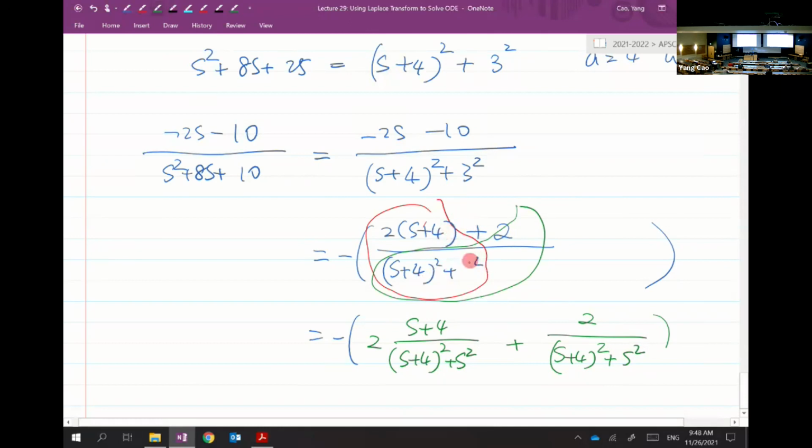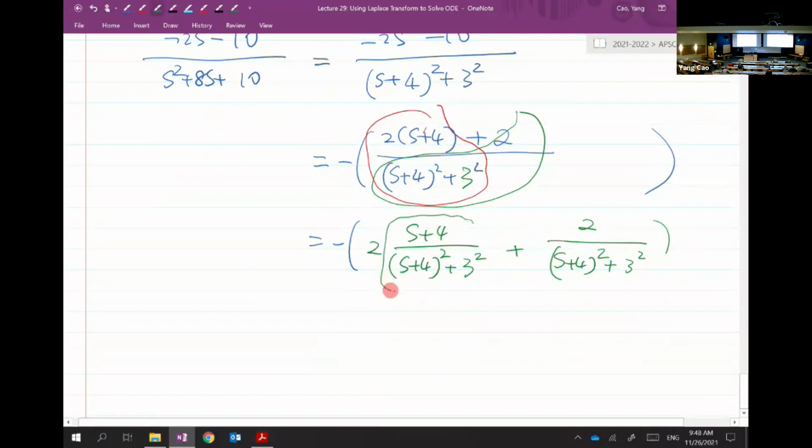Oh, it's not s squared, it's 3 squared. Yeah. Good. It's all good?